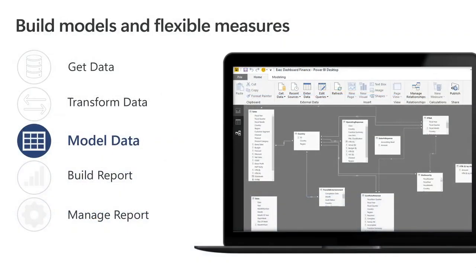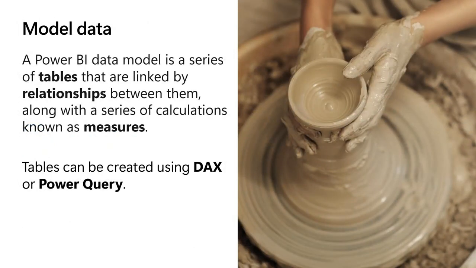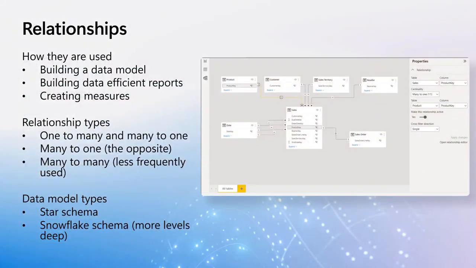Once you transform the data, you'll land it into your Power BI data model so that you can work on it further. A Power BI data model is a series of tables linked by relationships between them, along with a series of calculations known as measures. And in the exercises, we're going to be creating a date table using DAX, whereas we'll use Power Query to connect to Dataverse data. Let's consider for a moment table relationships.